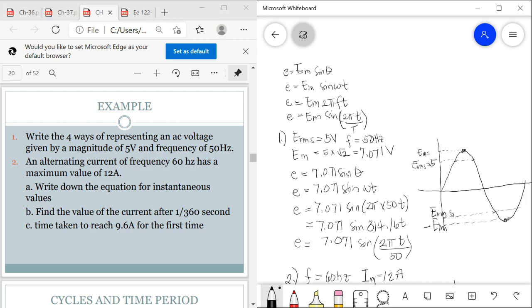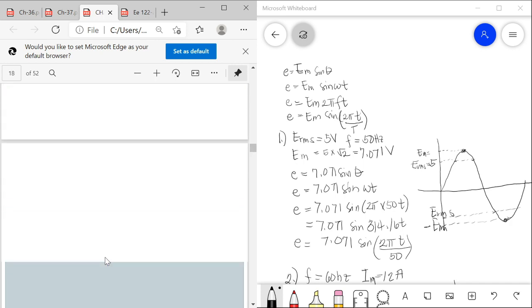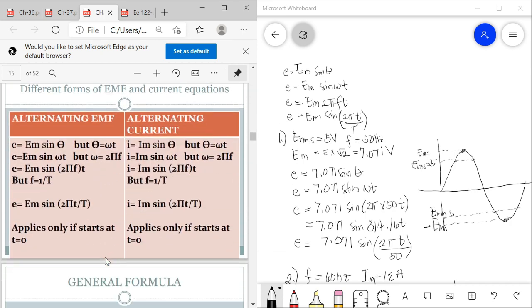So recall natin yung mga equations na dinescuss natin sa part 1. So ito yung mga yon. E is equal to Em sin theta. E is equal to Em sin omega t. E is equal to Em sin 2 pi ft. E is equal to Em sin 2 pi time over period.